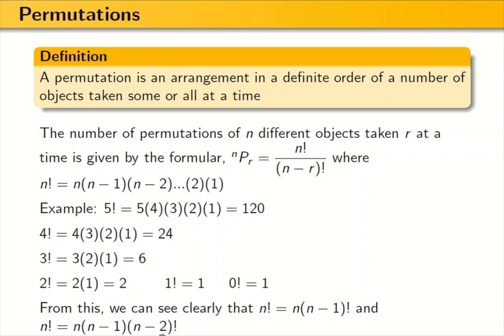5 minus 2 is 3, and the factorial will give me the whole of these. So take notes and note them carefully, okay? All right, let's start with the main problem and questions on this topic, permutation.